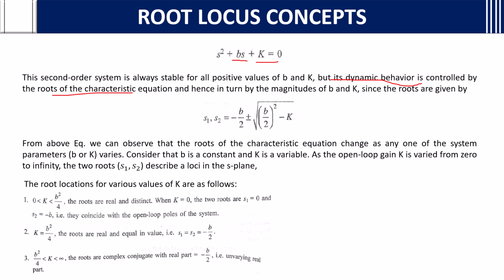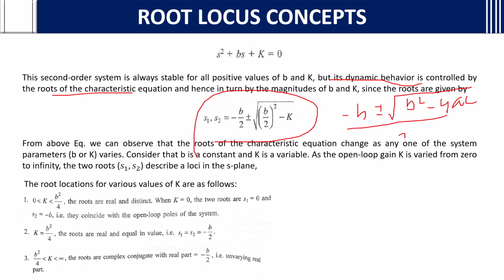Dynamic behavior will be depending on what? The roots of this characteristic equation, and hence in turn, by the magnitudes of b and k, since roots are given by, how can you find the roots of a quadratic equation like this? For second order equations, you have a formula for that: minus b plus or minus square root of b square minus 4ac by 2a. If you substitute, you are going to get this only: minus b plus or minus square root of b square minus 4ac by 2a.